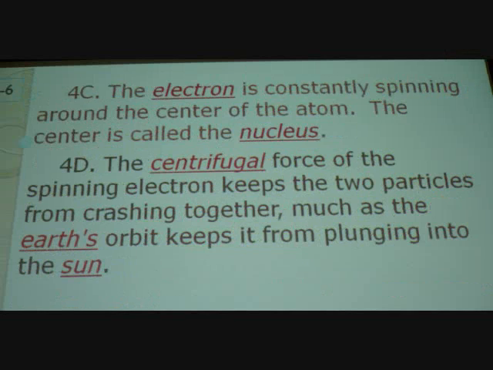I told you when the class started, an electron is not still. It's not stationary. It's always moving around the atom. Actually, it circles the nucleus.